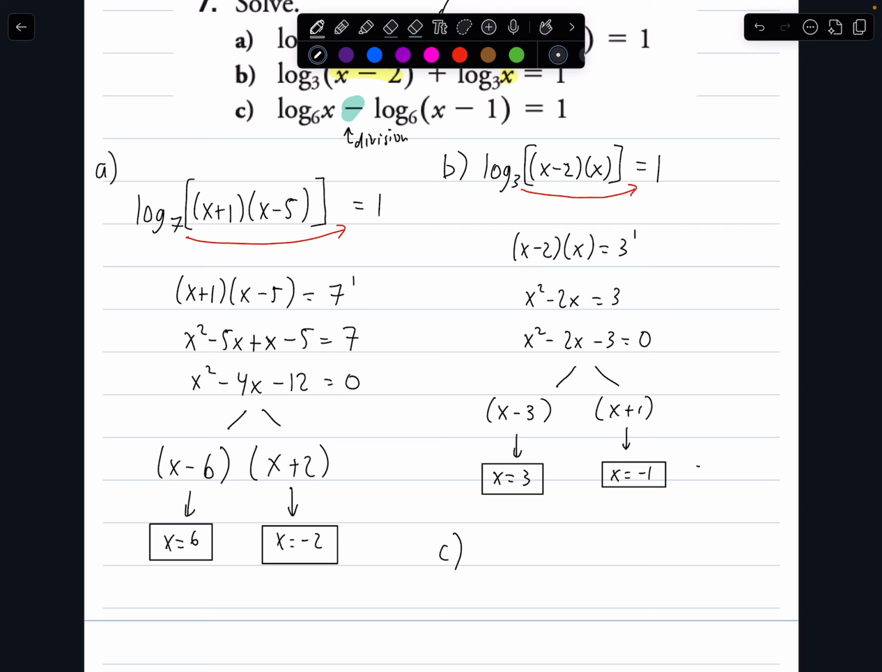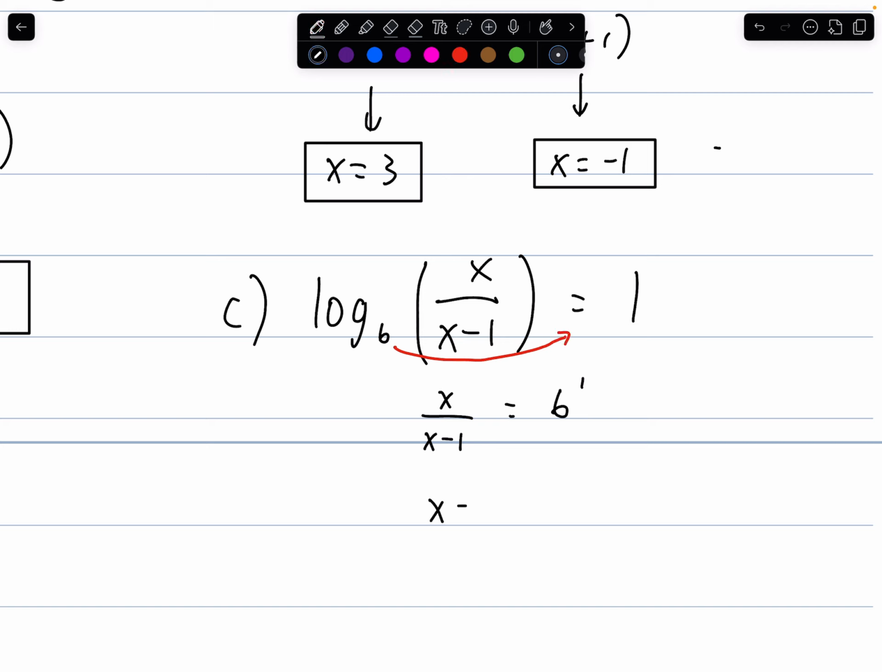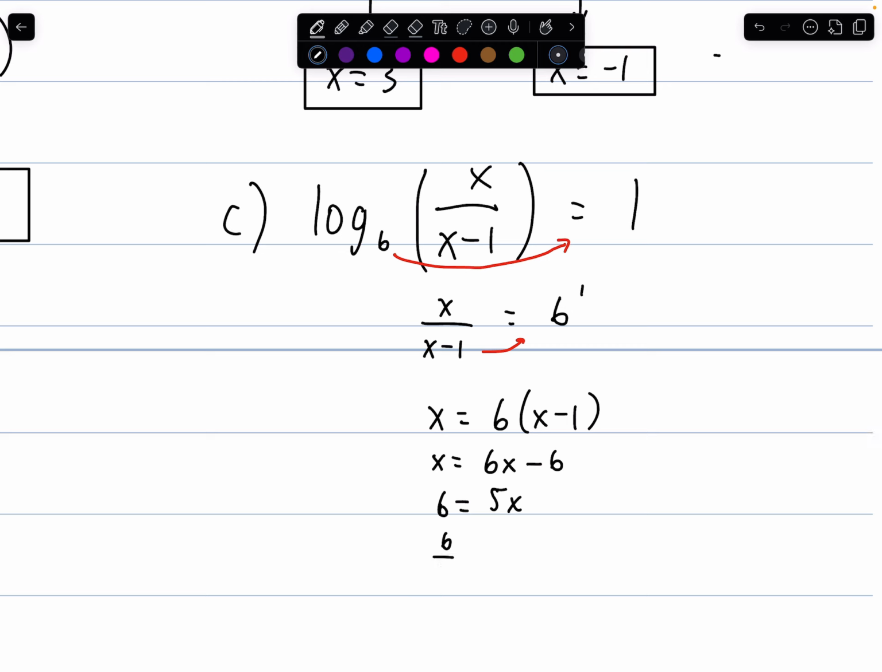So over here, I'm going to say it's log 6, but we have x over x minus 1 is equal to 1. So now with this, I can say x over x minus 1 is equal to 6 to the power of 1 because I brought the 6 over to the other side. And then I can say x is equal to 6 times x minus 1 because I brought the x minus 1 up, so it becomes multiplied. And then I have x is equal to 6x minus 6. And then from here, I can say 6 is equal to 5x. And then 6 over 5 is equal to x.